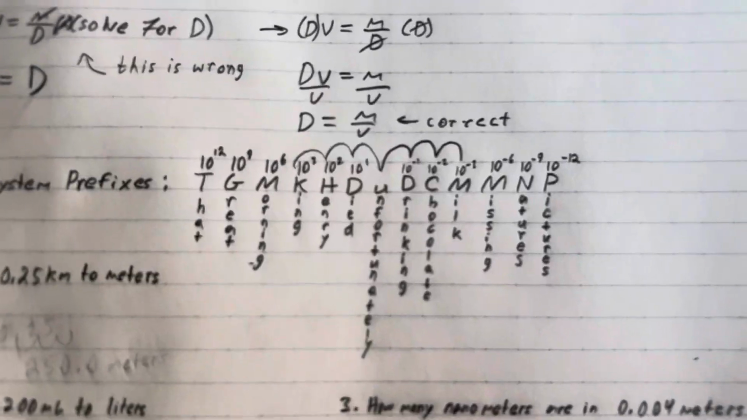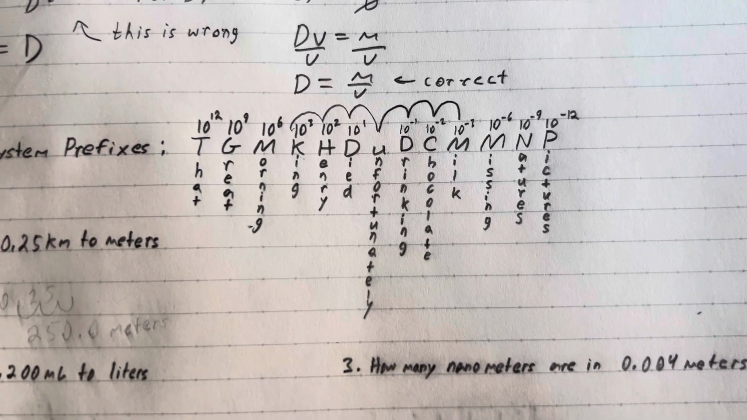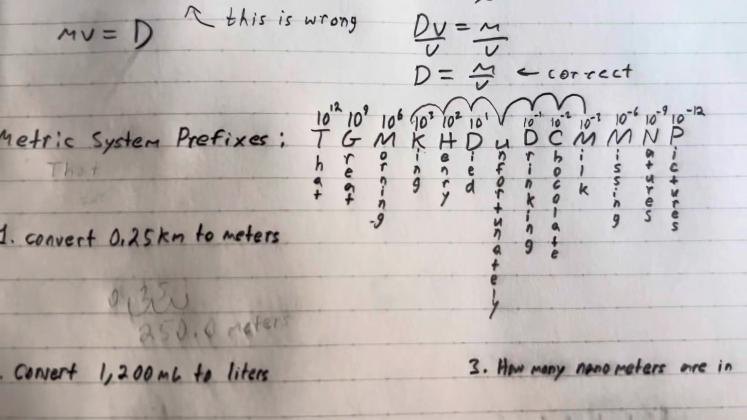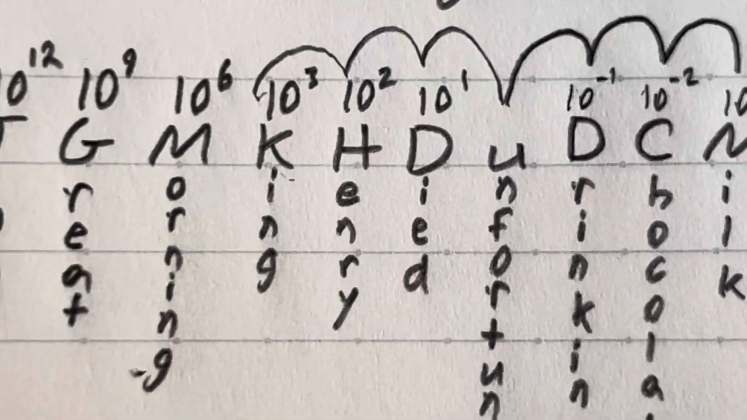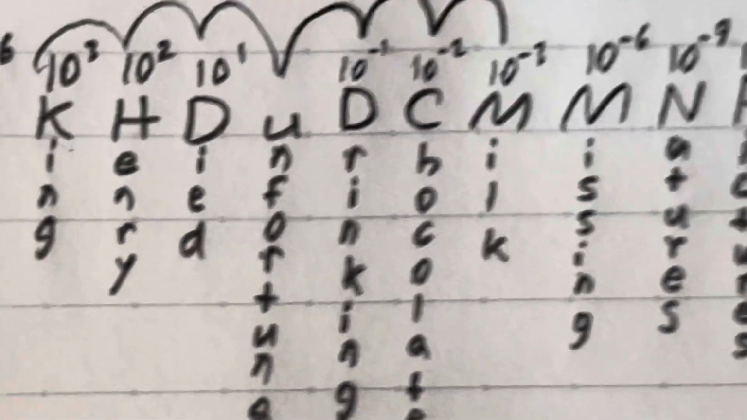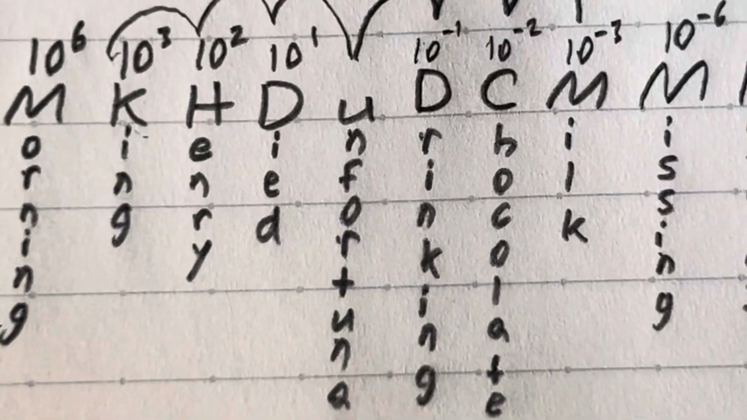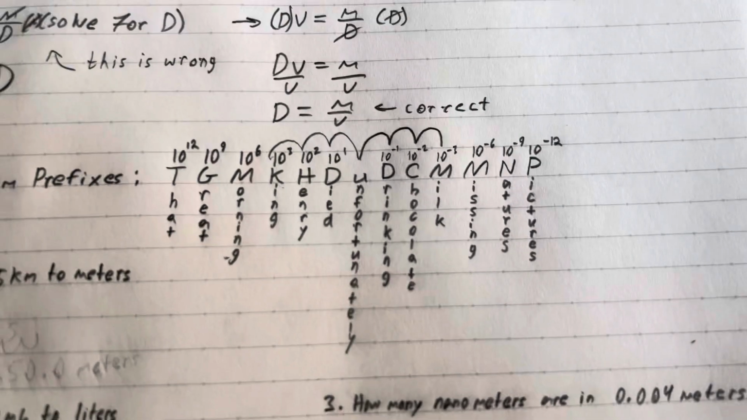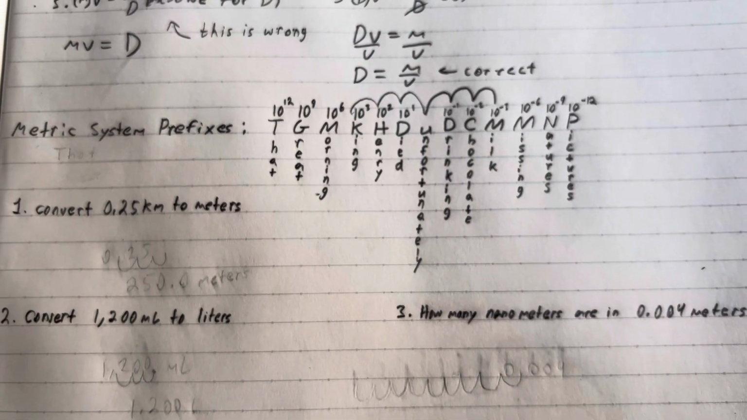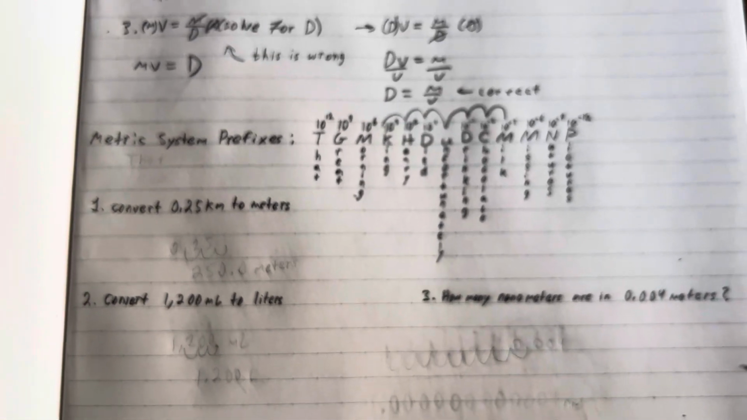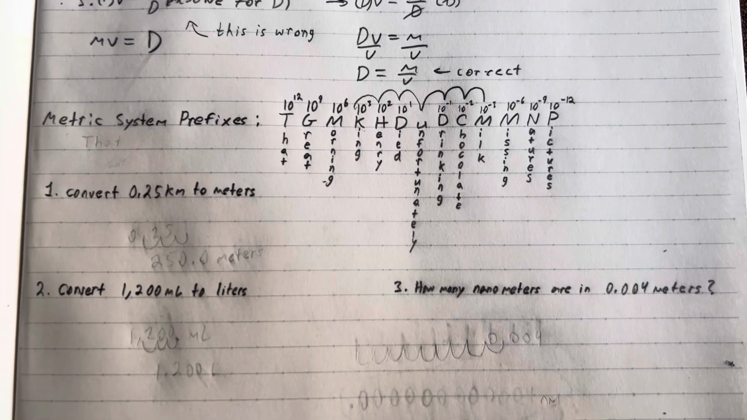What you want to do is memorize this. An easy way to memorize it is to go by the silly message: Great morning, King Henry died, unfortunately, drinking chocolate milk, missing nature's pictures. If you memorize this, it's going to help you with the metric system prefixes and conversions.